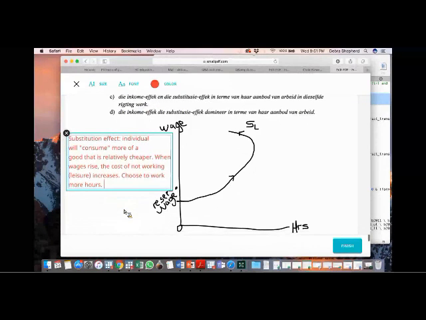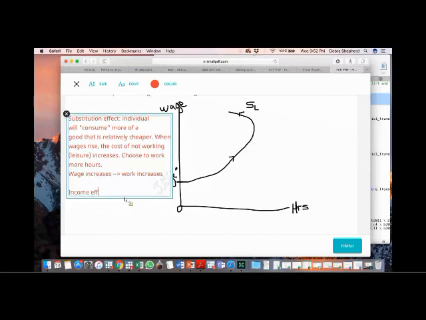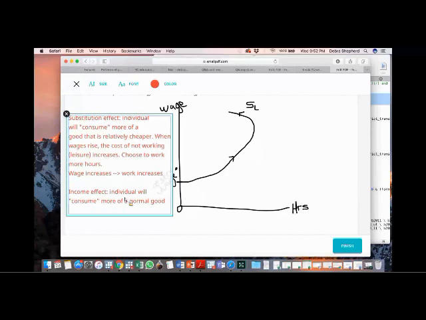So that's the substitution effect. The substitution effect says wage increases, and as a result, work increases. The income effect, on the other hand, says that an individual will consume more of a normal good if their income increases. Leisure is a normal good.